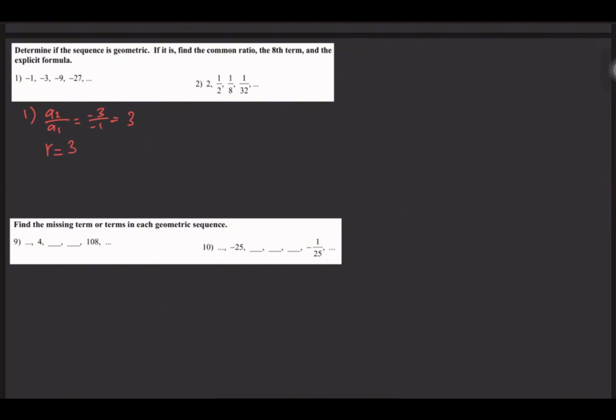Multiply by 3 each time you go on in the sequence. And okay, for the 8th term, of course, the formula is a1 r to the power of n minus 1, equal to a1, first term -1, times 3 to the power of n minus 1, that is 8 minus 1. In this case, you get -2187.